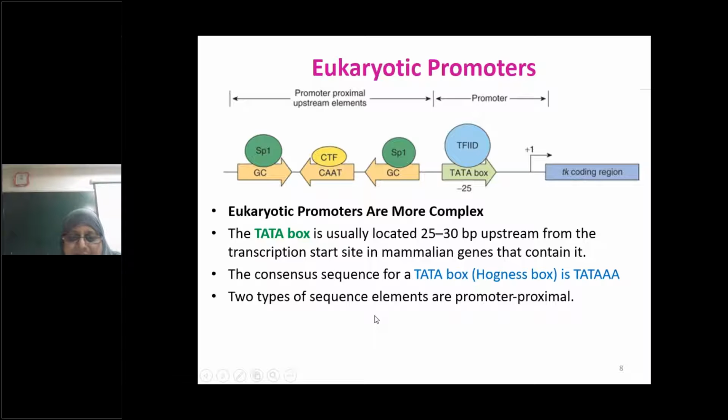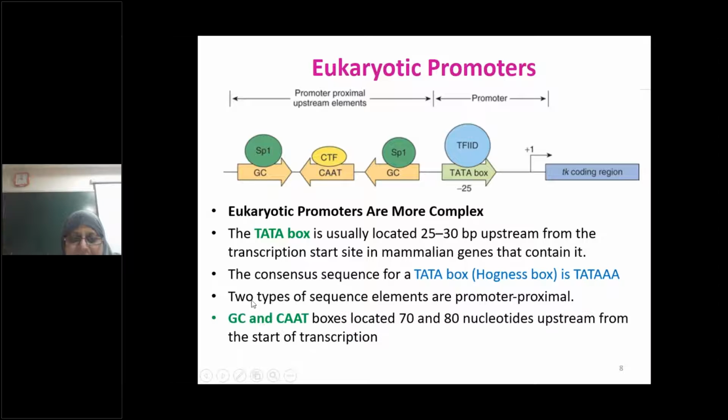Then 2 other types of sequence elements will be seen. They are known as promoter proximal upstream elements. So they are proximal to that of the promoter elements. That's why they are known as promoter proximal upstream elements. So what are these 2 types of sequences that you see? These are the GC and CAT boxes. So you can see GC and CAT boxes will be these other promoter proximal upstream elements located 70 to 80 nucleotides upstream from the start of transcription.